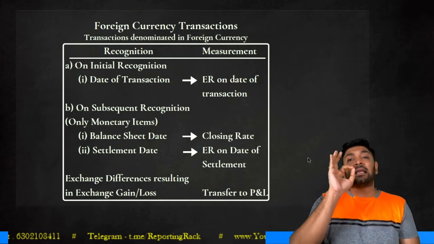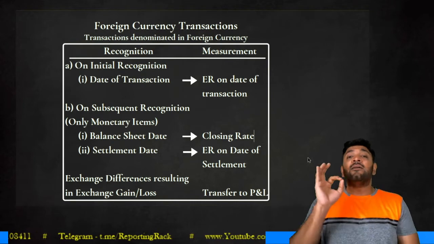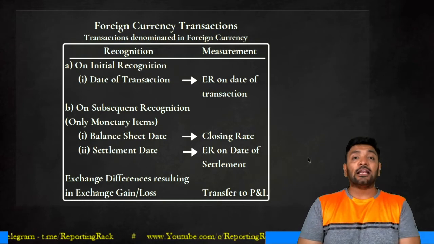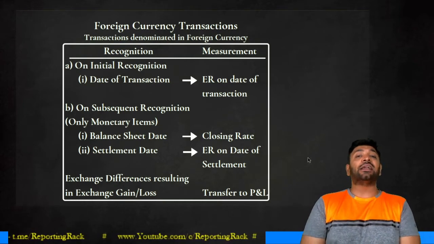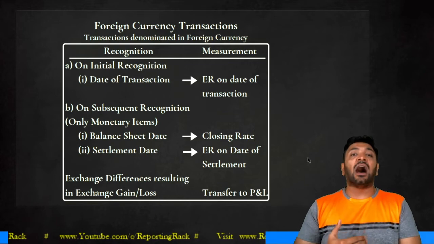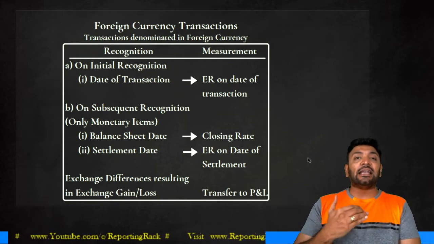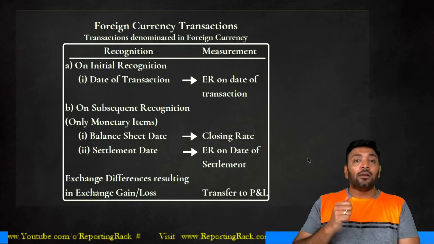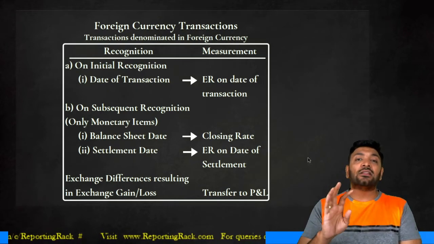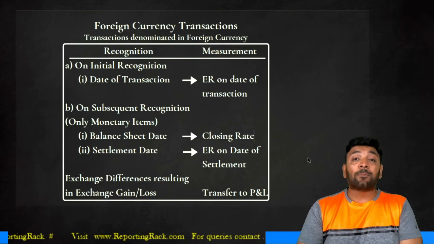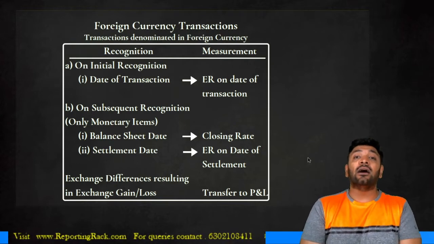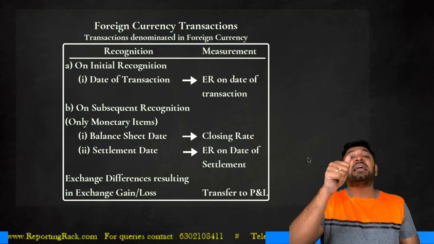Let's say when I initially recognized the transaction on 15th August 2020, the value of euro was 80 rupees per euro. Therefore, 80 rupees into 1 lakh. I recognize the transaction, machinery account debit to supplier, for 80 lakhs. As I came onto the balance sheet date on 31st of March, the supplier's account, which is showing at 80 lakhs, has to be restated based on the exchange rate on the date of balance sheet. Let's say the closing rate was 82. So the supplier's value is 1 lakh into 82, 82 lakhs and not 80 lakhs.